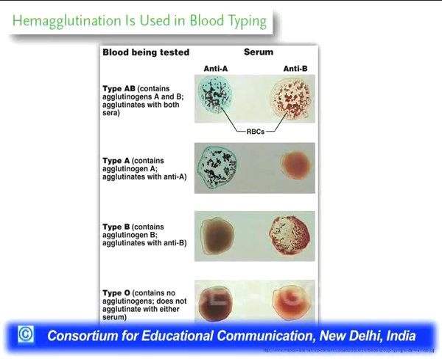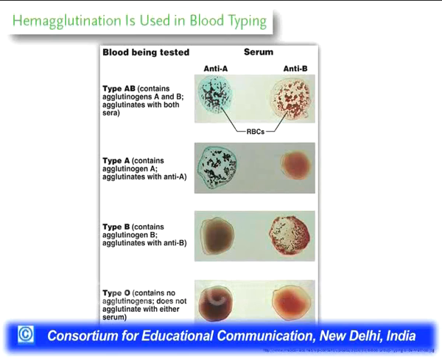In type AB, if there is agglutination with both anti-A and anti-B antibody, which we can see in the picture, we can easily say that the person is type AB because he or she has both antigen A and antigen B on the surface. If the person has type A blood group, there will be agglutination or visible clumping only with the anti-serum against A. There won't be any clumping with anti-B. So we can easily make out that the person is type A blood group.